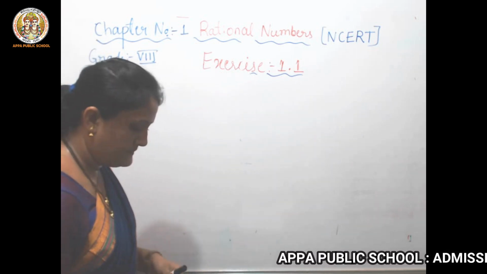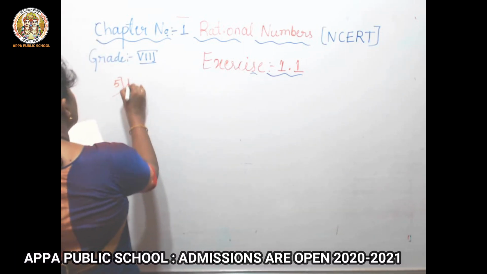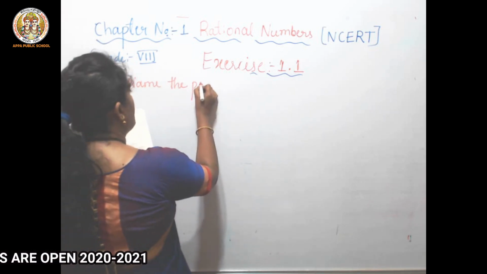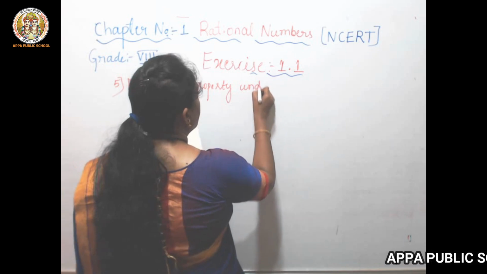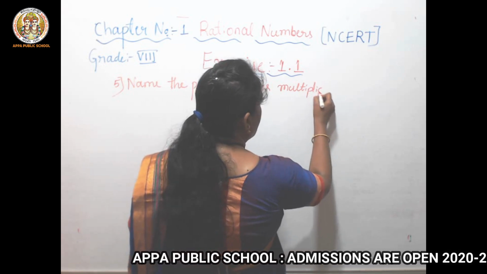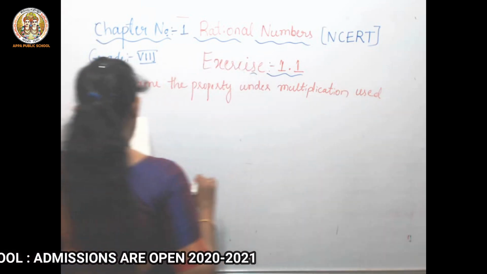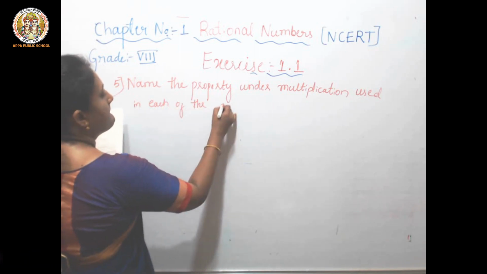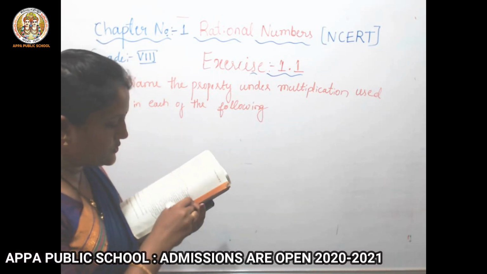See, question number 5. Name the property under multiplication used in each of the following. Okay, so shall we write the first questions?